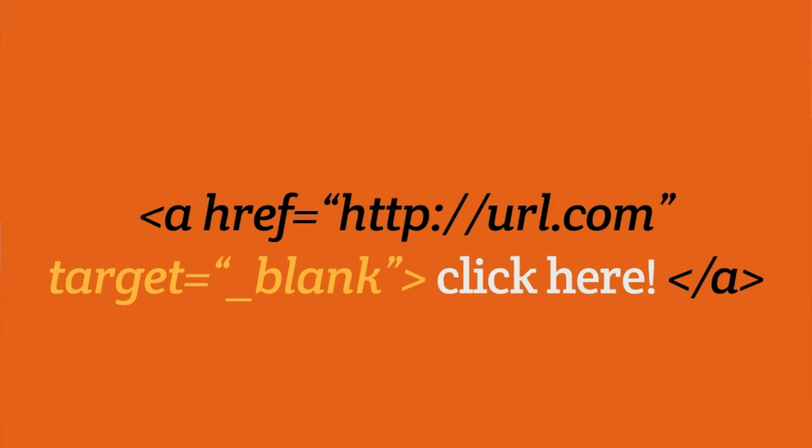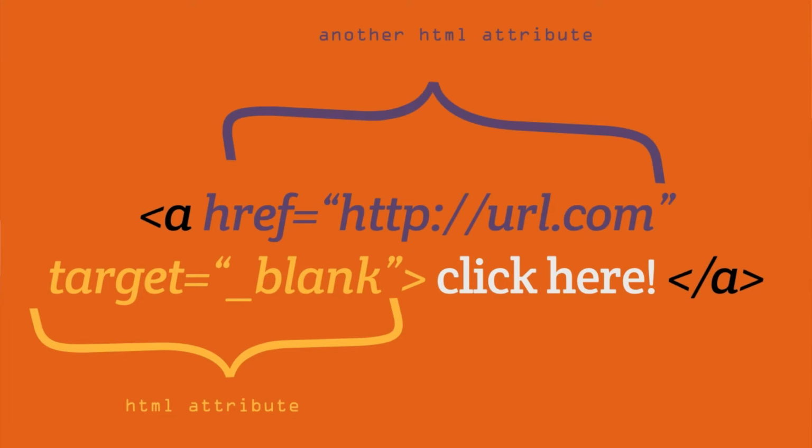Now, you might notice that the href equals url.com follows the same syntax of the target equals blank. You might guess that this is an attribute too, and you'd be correct. Anything of that syntax where you have color equal sign blue is an attribute. In HTML, it's always shown with an equal sign and then double quotes. That's how you know it's an attribute.